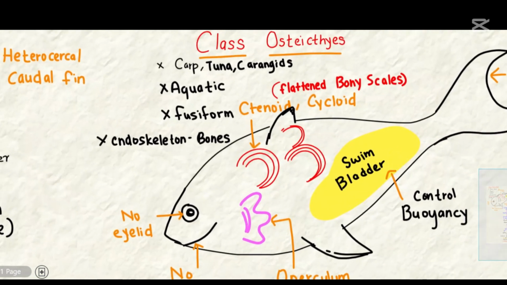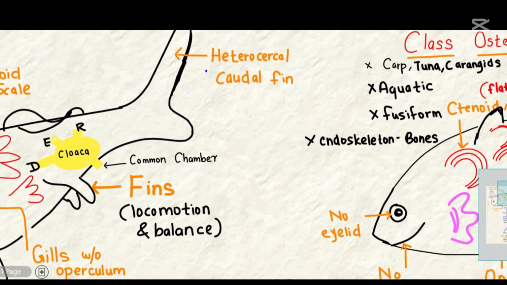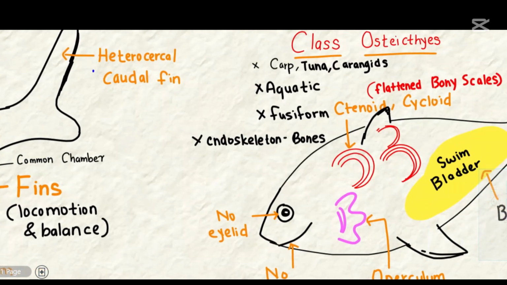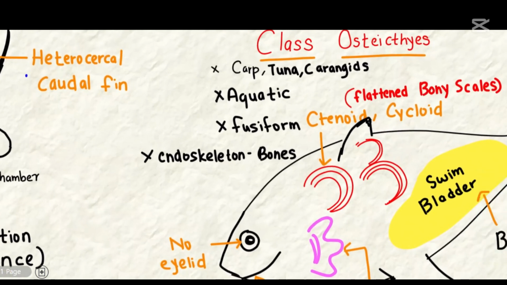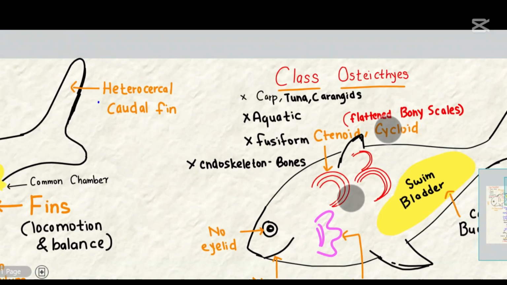And then you have ctenoid and cycloid scales. Now here they had placoid scales and here they have ctenoid and cycloid scales. What is the difference is that ctenoid and cycloid scales you might have seen in fishes. Small fishes have small scales, whereas big fishes have big scales, which means that their scales are going to grow with their size. When they grow, the scales are also going to grow. So with that, you can remember the point that these scales are flattened bony scales. When they are bony, they are able to grow. So they are flattened bony scales.